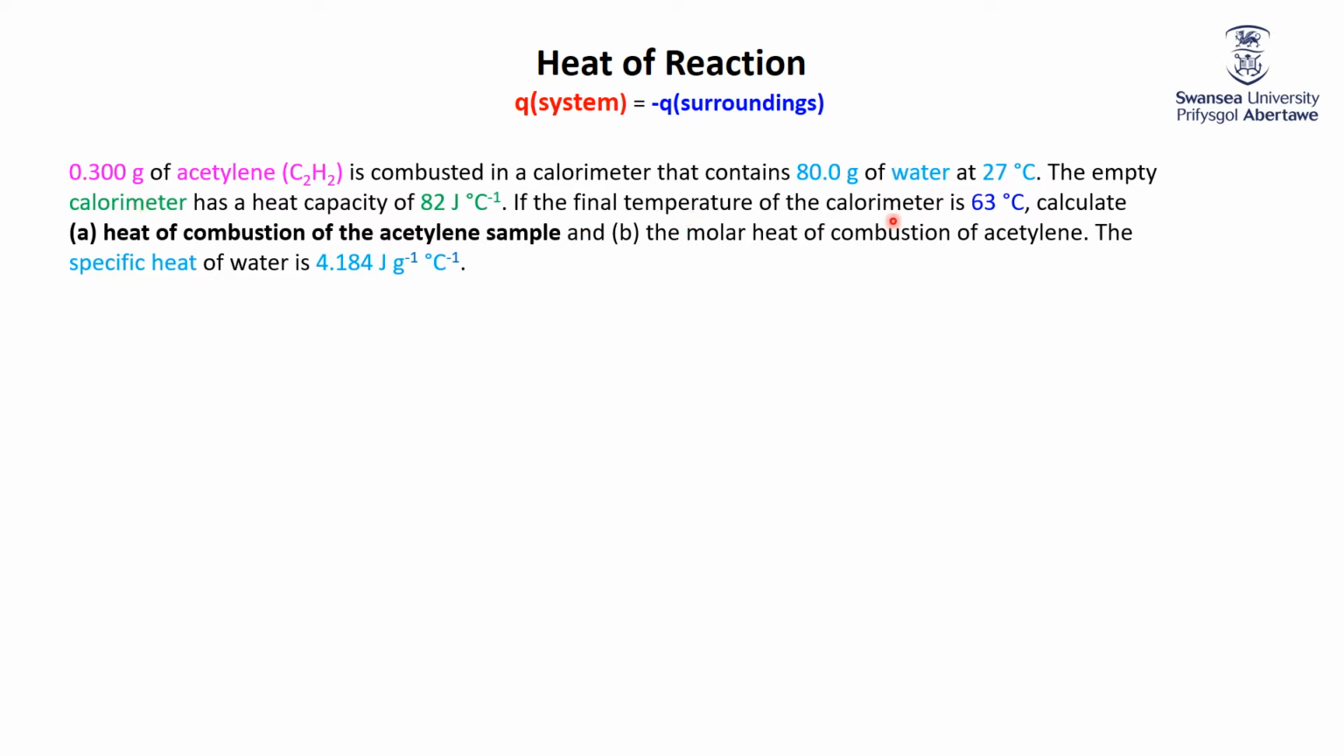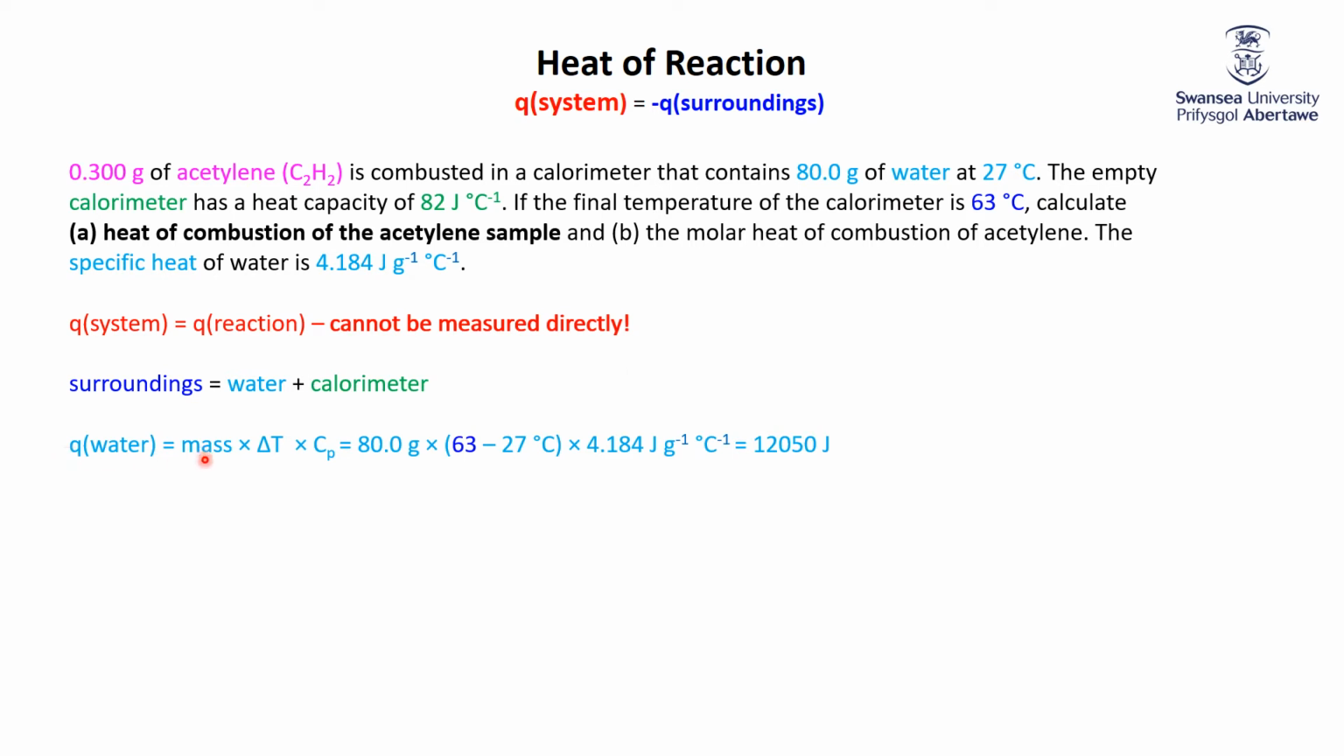The final temperature of the calorimeter, which includes the water, is 63. We're going to calculate the heat of combustion of the acetylene sample, in other words the 0.3 grams that we have, and then turn that into the molar heat. And of course the specific heat of water we're told is 4.184 joules per gram per degree Celsius. So our system is Q of the reaction. As I said, we can't measure that directly, so we use Q system is minus Q of the surroundings. The surroundings are the water, which is a substance, and the calorimeter, which is an object.